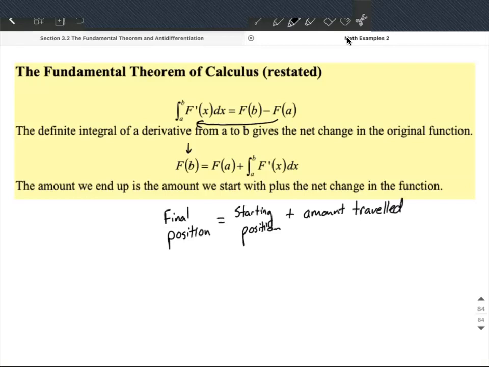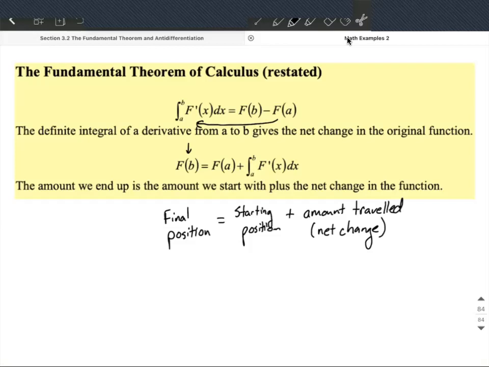I always like to go back to a car example. If you say f of a is what position you start at, f of b is going to be what position you end at, the amount traveled, or the net change, is represented by that integral. All right, how far you went in the positive or negative direction.